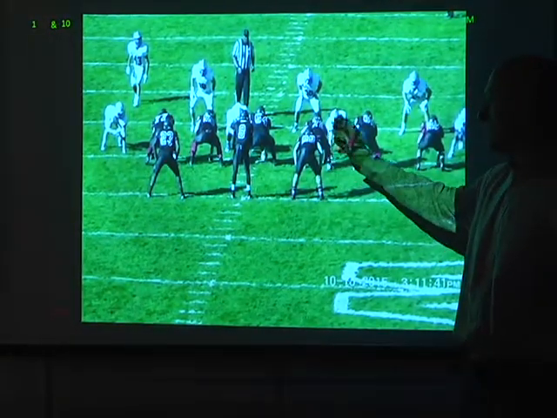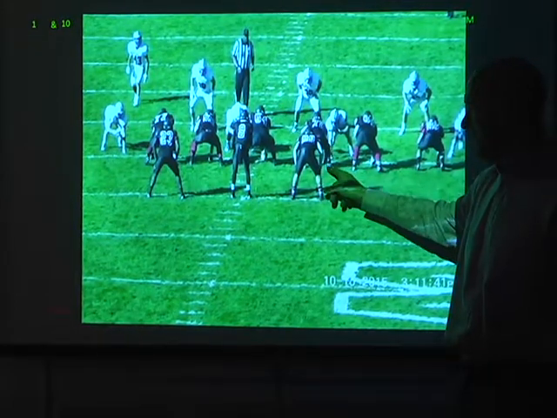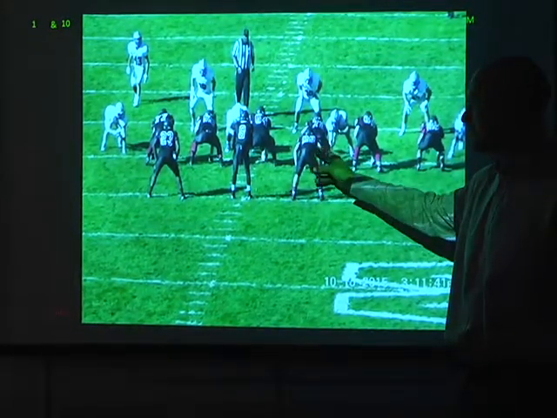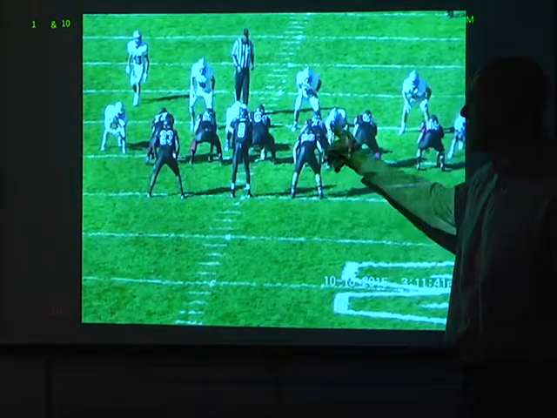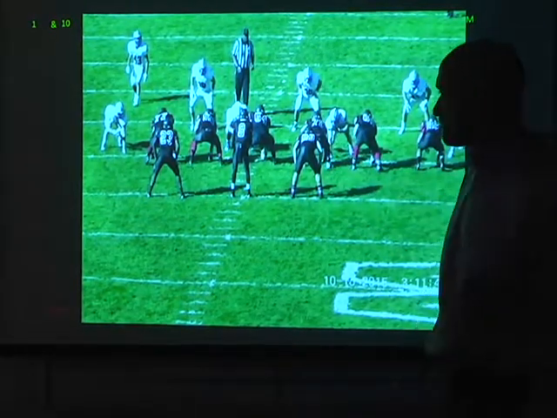To the call side, we have our 3 technique, outside shade of the guard, hand aligned on the outside foot. Visual keys to guard, pressure keys to tackle. 3 technique alignment, his assignment is the B gap.